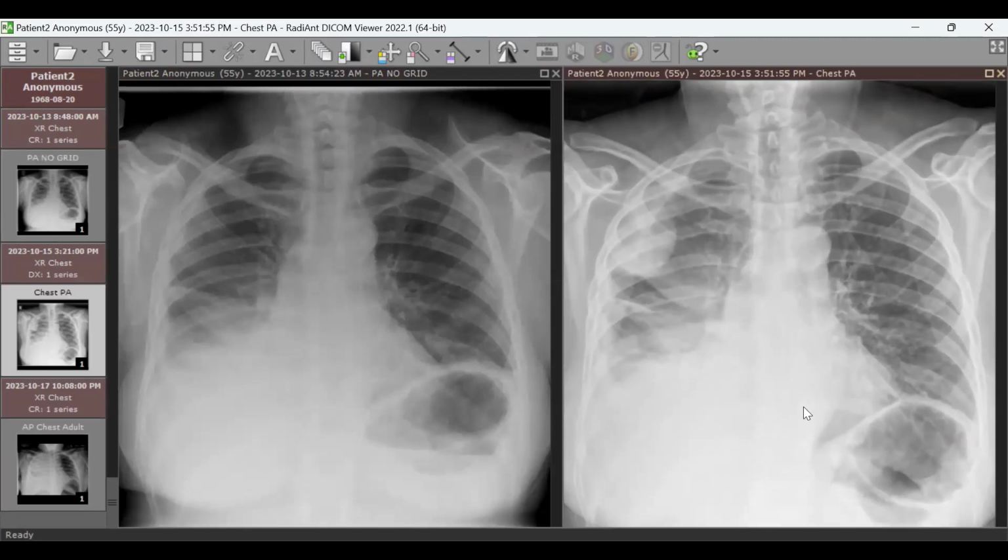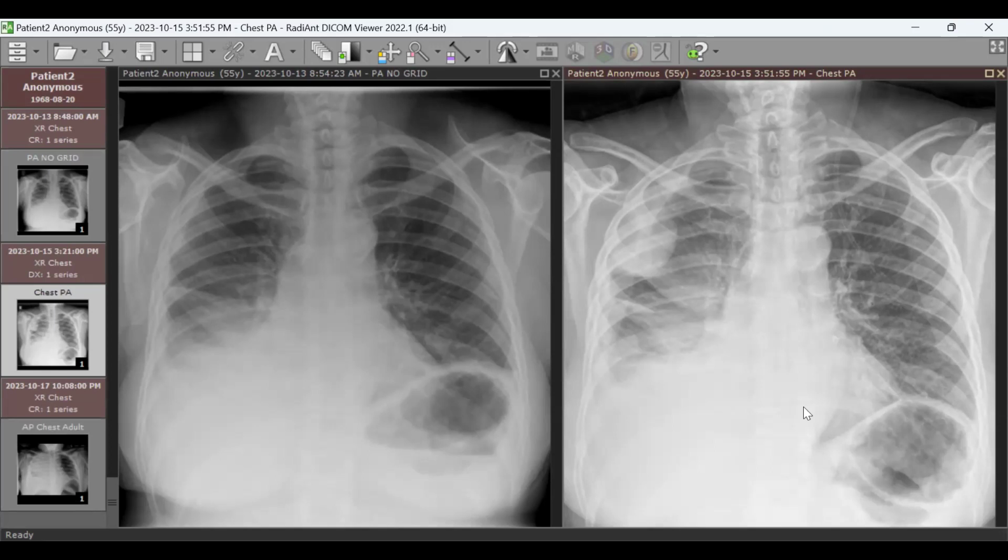Only 2 days difference. What do you notice here? The left side is normal, there is no problem with it. Here we now see an opacity involving the right upper lobe. Also consolidation, also obliteration of the costophrenic angle on the right side is present.